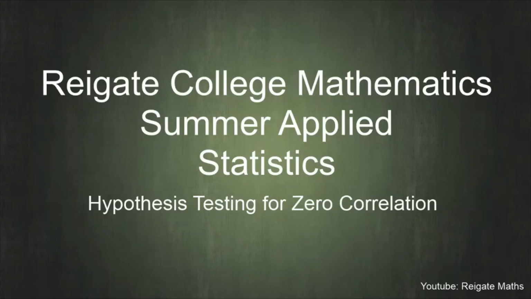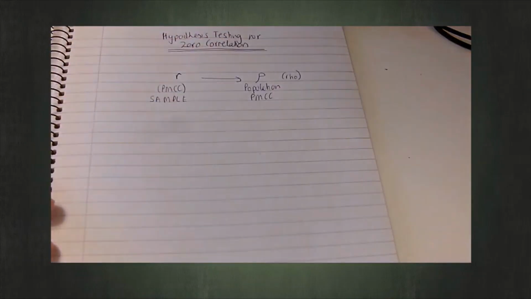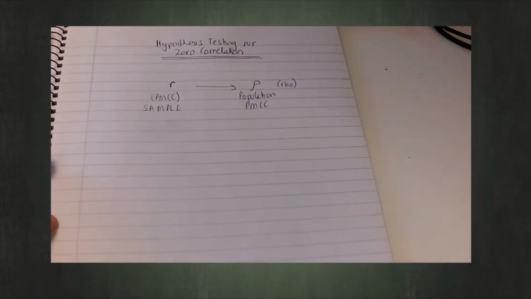Okay, and hello to the next video in this statistics series. We're going to be looking at hypothesis testing for zero correlation, and we're going to be using the knowledge from the PMCC video to help us, and obviously our knowledge from hypothesis testing in Year 12 to get through this theory.